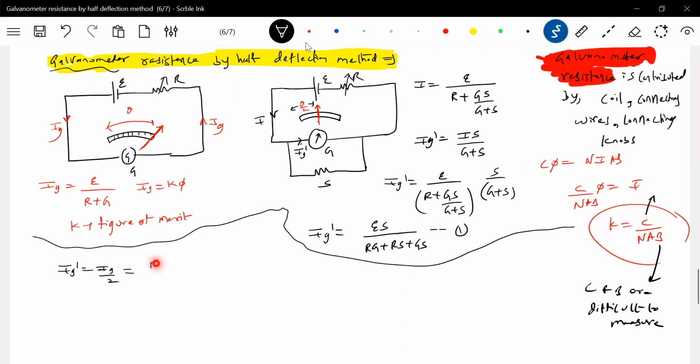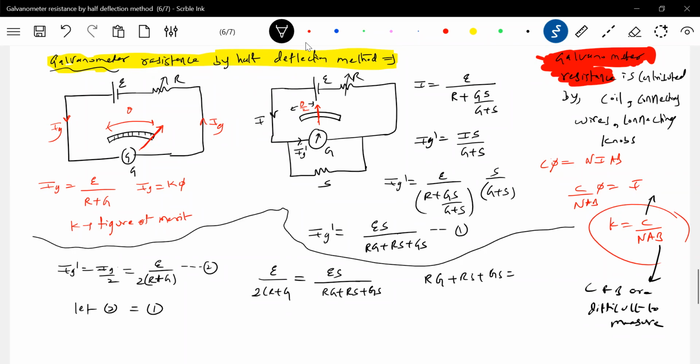So what is IG? IG is equal to E by 2 times R plus G. This is equation 2. I'll write it. So let me equate both and solve. Equation 2 equal to 1. Then from that, E will get cancelled out. Solving this, RG plus RS plus GS equal to 2RS plus 2GS. RG is equal to RS plus GS.